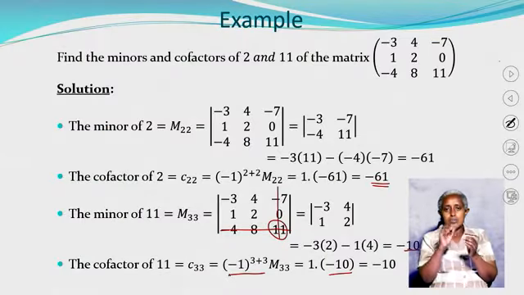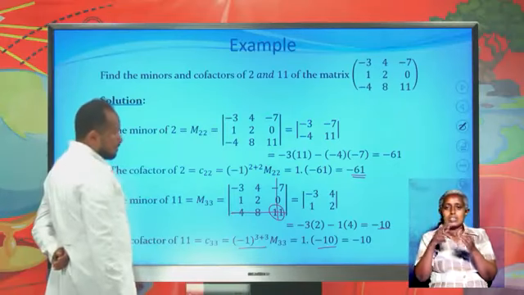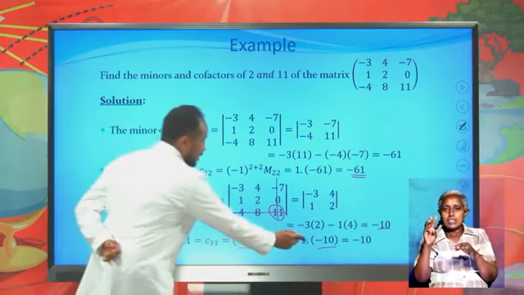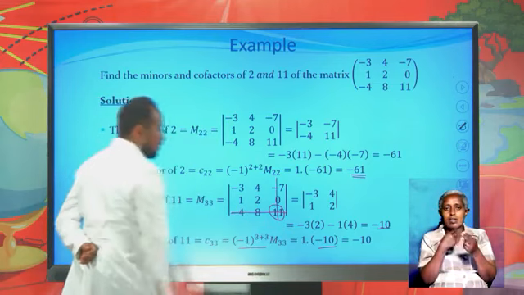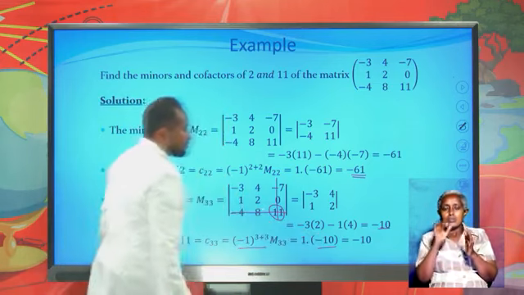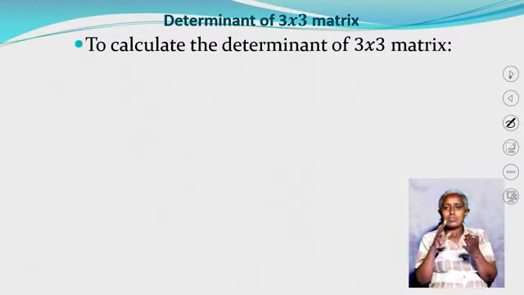So -1 to the power of this is found in the third row and third column. So -1 to the power of 3 plus 3 times its minor. Therefore, this equals -1 to the power of 6, which is 1, times the minor of this 11, which we found to be -10. So the product of the two is -10.